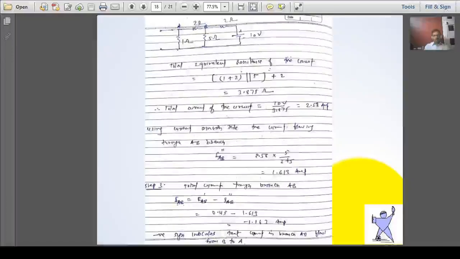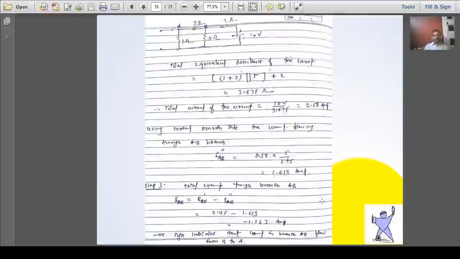So the total current will be 0.45 minus 1.613. I have reversed the direction of the current, since the 1.613 magnitude is more than the 0.45. So the net current is minus 1.163. So the magnitude is 1.163 ampere, and the direction indicates that the current is flowing from B to A, as the 10 volt source is dominating in the circuit over the 2 ampere source. So this is the answer.